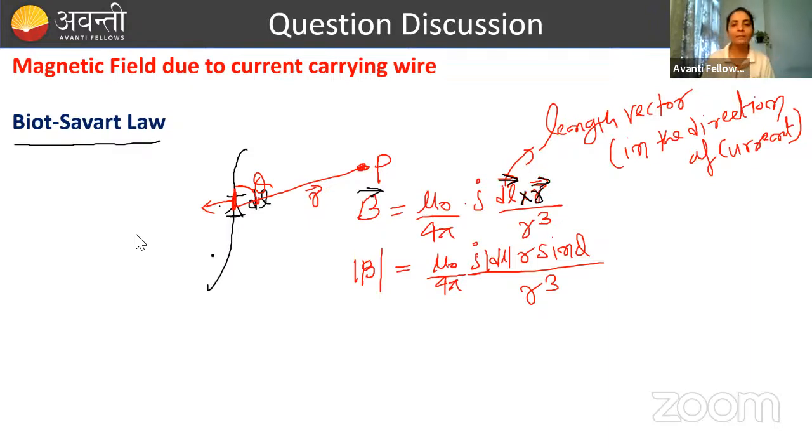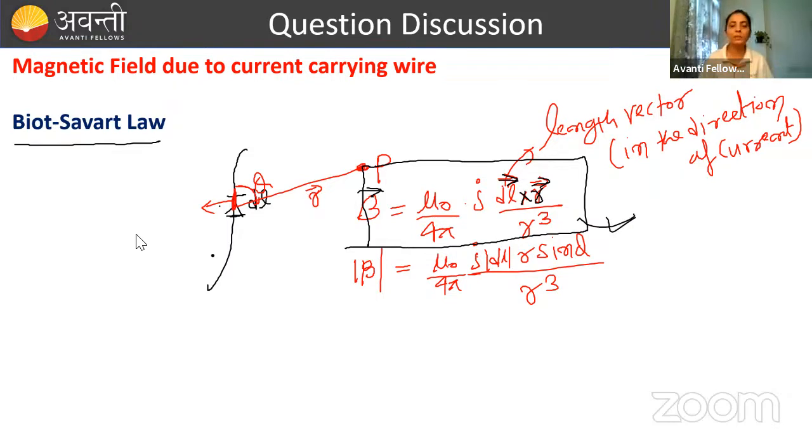Ahead in the topic, I will give you a very easy method to calculate the direction. But for now, you just understand that from the Biot-Savart law also we can calculate the direction. B will have the direction of dl cross r. So this is the expression, the basic law. And based on this basic law, we derive the magnetic field because of current flowing in a circular coil, in a straight wire, or in cylindrical tubes and all. For every geometry, we can calculate by using Biot-Savart.